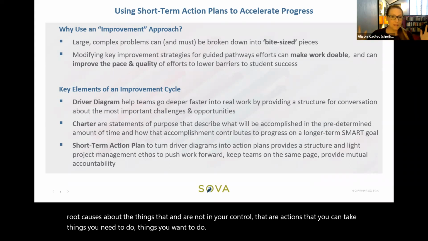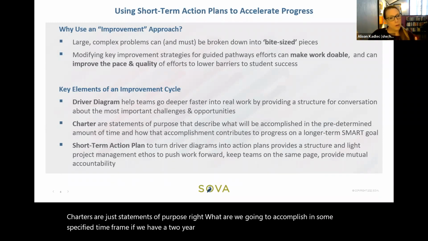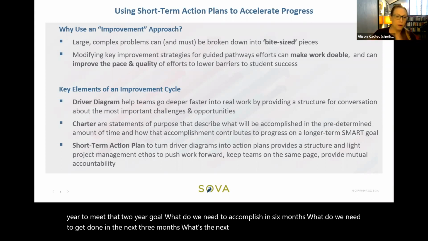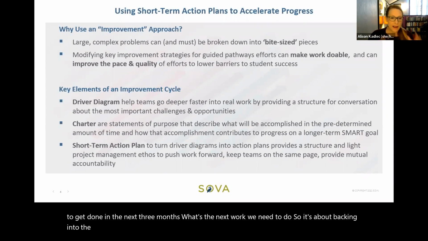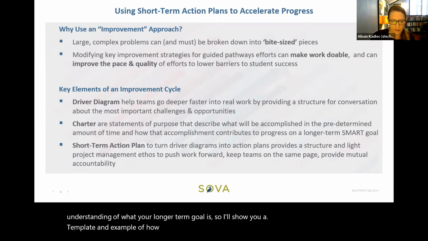Charters are just statements of purpose, right? What are we going to accomplish in some specified time frame? If we have a 2-year goal, what do we need to accomplish in a year to meet that 2-year goal? What do we need to accomplish in 6 months? What do we need to get done in the next 3 months? What's the next work we need to do? So it's about backing into the most important next work by having a very clear understanding of what your longer term goal is. So I'll show you a template, an example of how to structure that conversation.